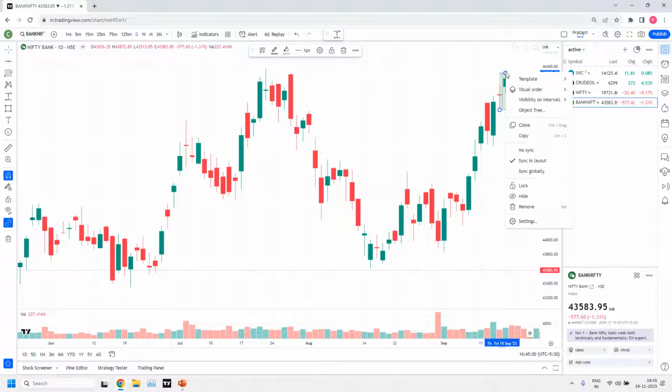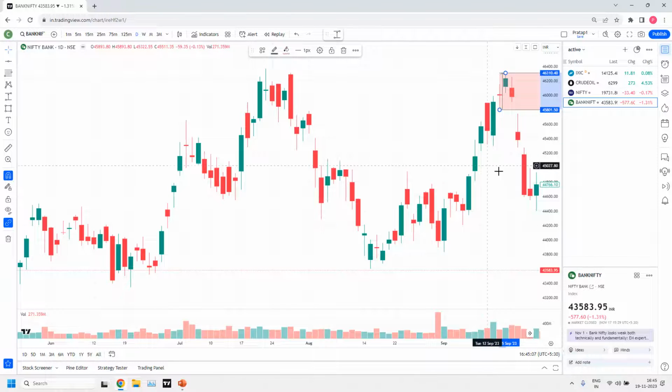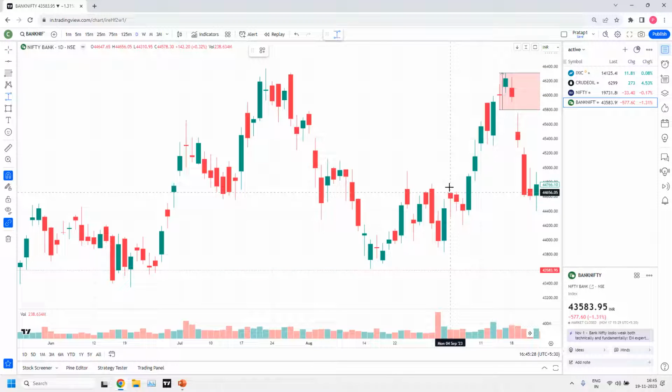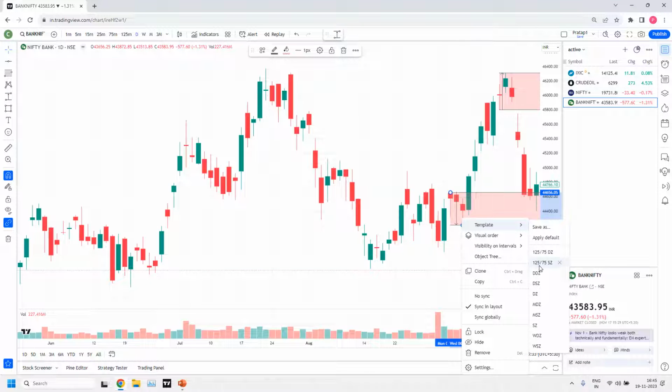Let me change the color because this is a supply zone. So is anything happened before this? Yes, there is a demand zone. We have a rally, we have 3 base candles, we have again a rally candle. So rally, base, rally. So this is a demand zone. Let me change the color.